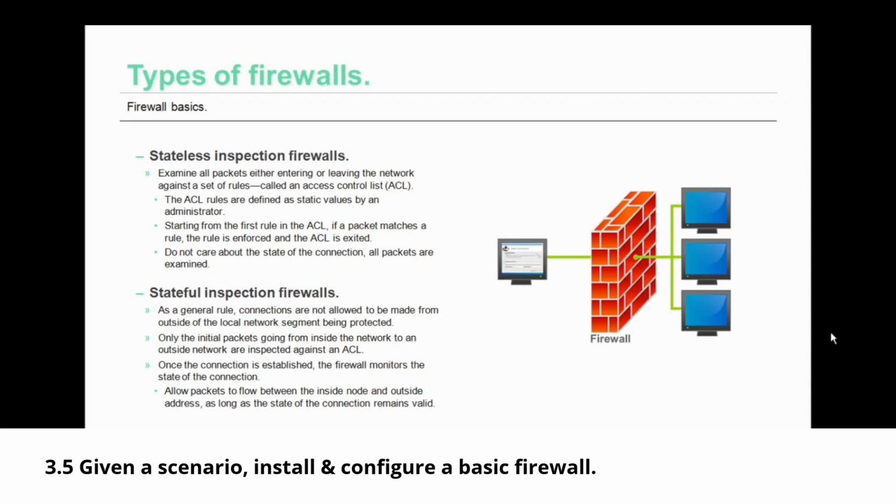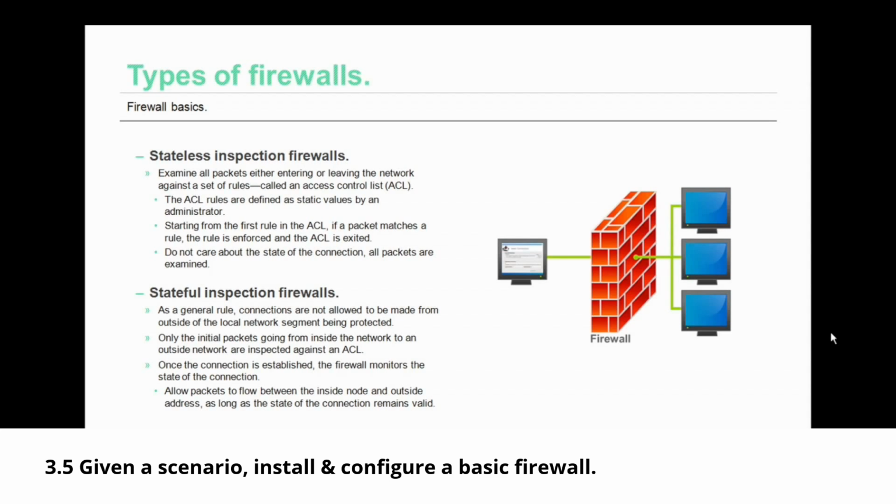There are stateless inspection firewalls. These examine all the packets either entering or leaving the network. It examines these packets against a set of rules. This set of rules is called an access control list, or ACL. The ACL rules are defined as static values by an administrator. As I stated, all of the packets are examined against the rules in the ACL, starting with the first rule. If a packet matches a rule, that rule is enforced and then the ACL is exited. Stateless inspection firewalls do not care about the state of the connection. They only care about the packets, and all packets are examined.